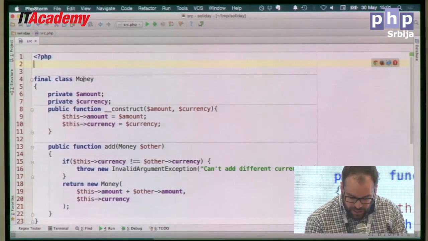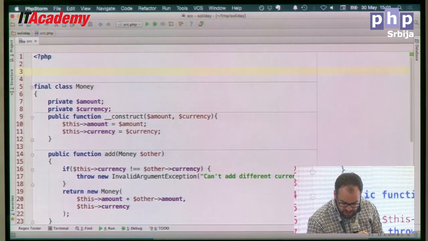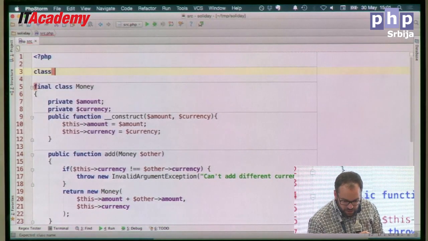Yes, so let's take this example, and let's say I have an entity called product.